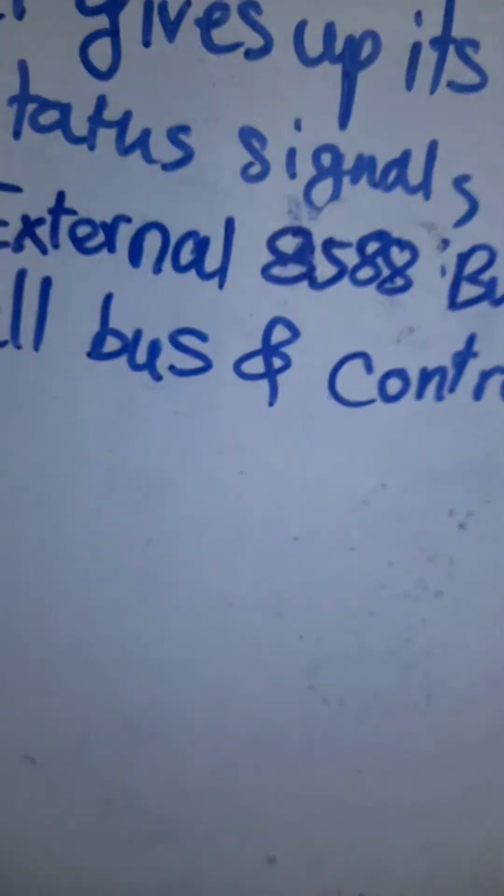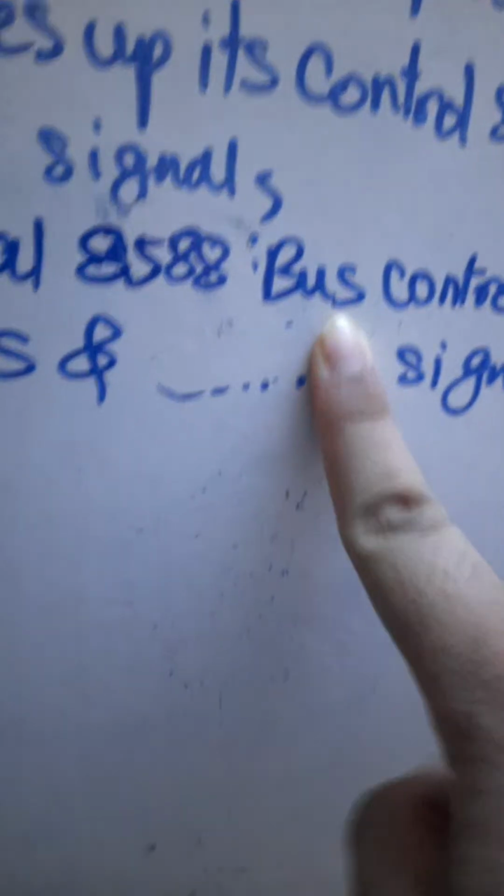That routine or itinerary, the workflow or assignment of work, is handled by an external chip, which is 8288 or 8258, I don't remember exactly. But that bus controller chip releases all the bus and control signals and handles them. Mostly bus signals, I don't think control signals. So let's eliminate that from our board. So it releases all bus signals and handles them.